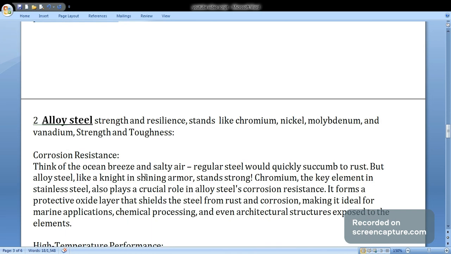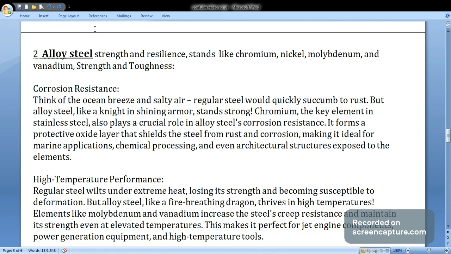So here we are going to discuss the second type, which is alloy steel. This is the second type of steel. It gets its strength and resilience from elements like chromium, nickel, molybdenum, and vanadium. It provides strength, toughness, and corrosion resistance.